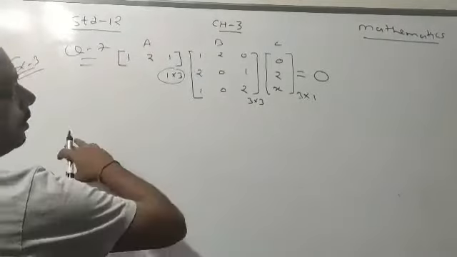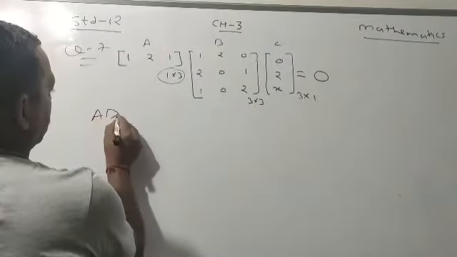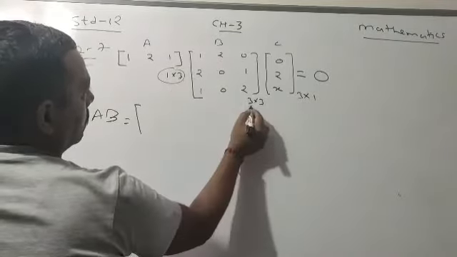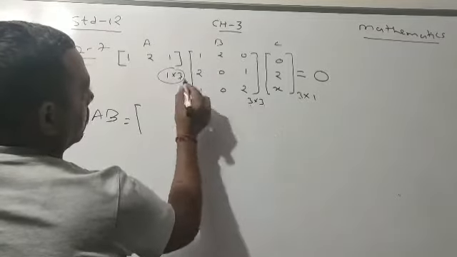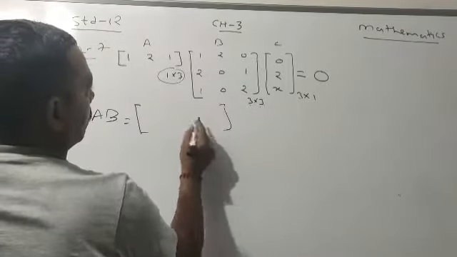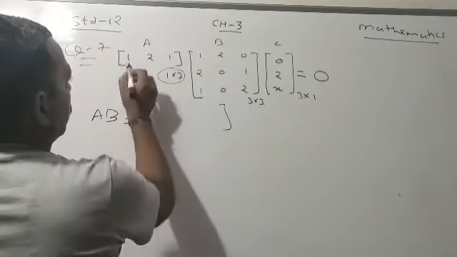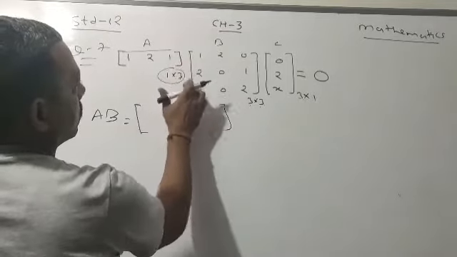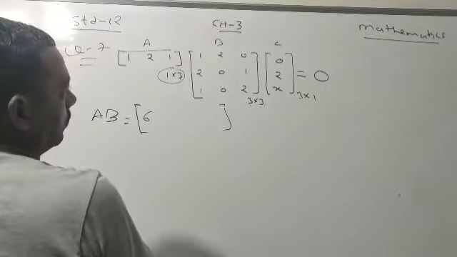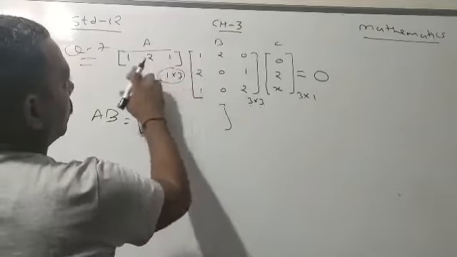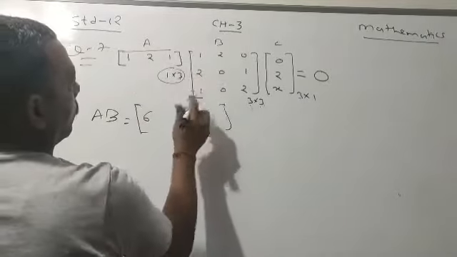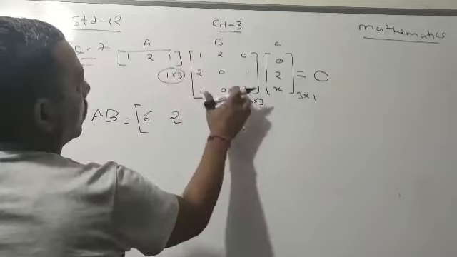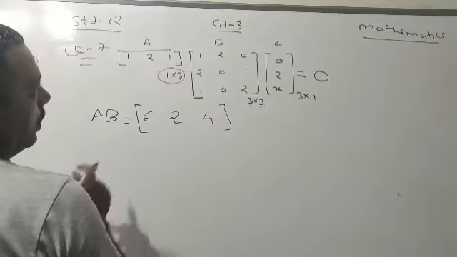Usually we start with AB, so I will find AB first. Because it is 1 by 3 and it is 3 by 3, the product is possible and the answer is 1 by 3. So my answer is 1 by 3 this way. First row, first column: 1 plus 4 plus 1, so I will write 6 as the first entry. First row, second column: 2 plus 0 plus 0, so the second entry is 2. Last: 0 plus 2 plus 2, that is 4. Got it?